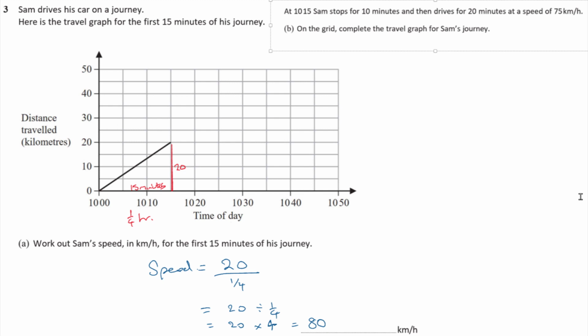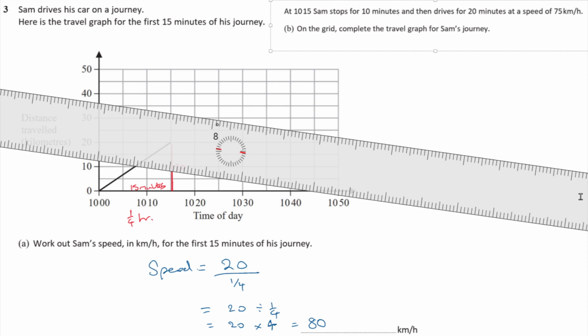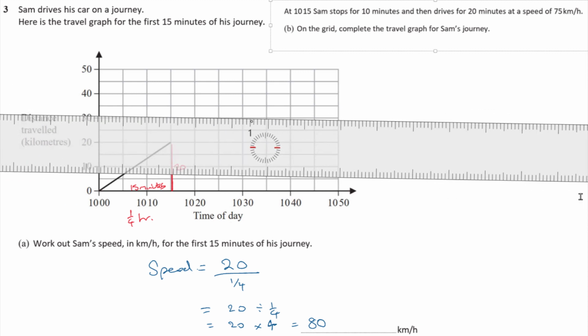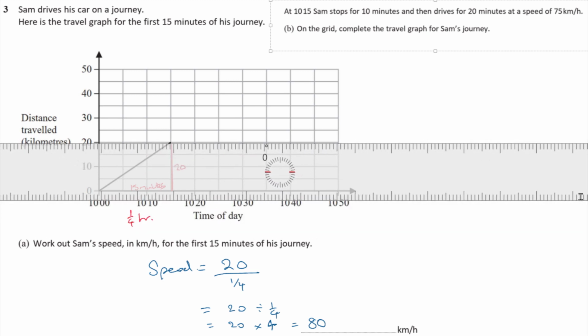Part B says at 10:15, Sam stops for 10 minutes and then drives for 20 minutes at a speed of 75 kilometers per hour. On the grid, complete the travel graph for Sam's journey. Okay, so he's stopping for 10 minutes. If he's stopping for 10 minutes, he's not moving anywhere, is he? So for this section, it's going to be flat for 10 minutes. So from 10:15 through to 10:25, he isn't going anywhere. So I'm just going to draw a flat line between there and there.